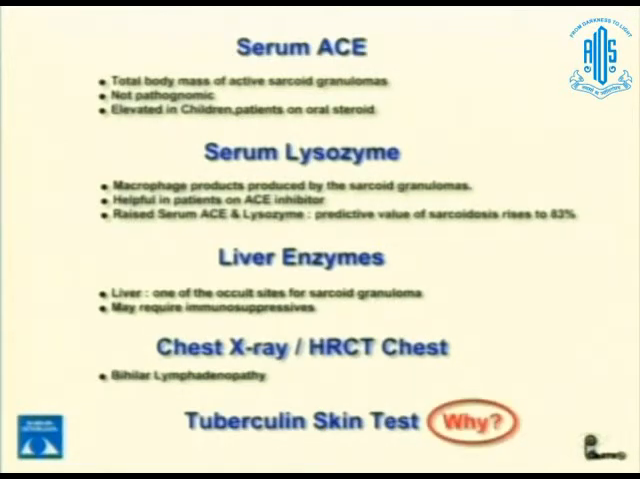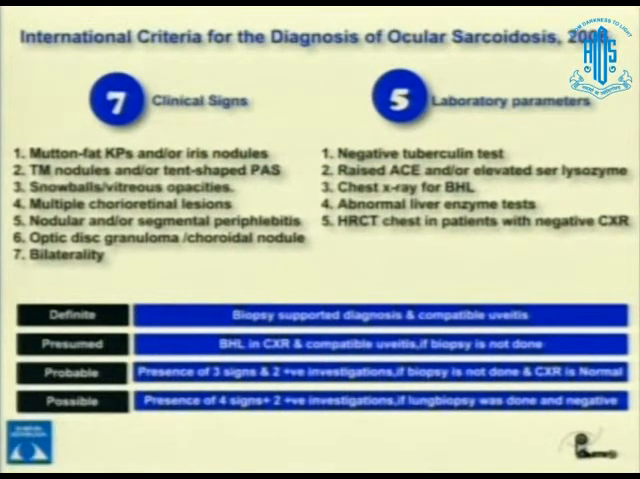Why? Because, first, India is an endemic country for tuberculosis. One must rule out tuberculosis with the tuberculin skin test before starting any oral steroid or immunosuppressive. And if you see the international criteria for the diagnosis of ocular sarcoidosis, the first criterion is laboratory, which includes 5 parameters, and it clearly says a negative tuberculin test in a previously BCG-vaccinated person is an important parameter for the diagnosis of ocular sarcoidosis.